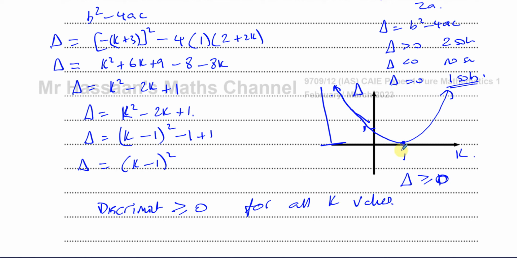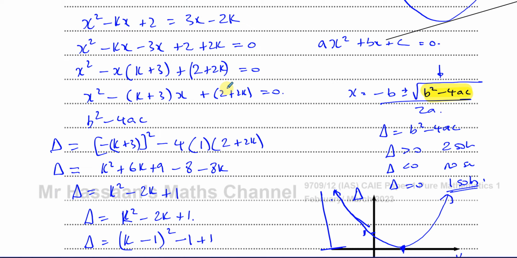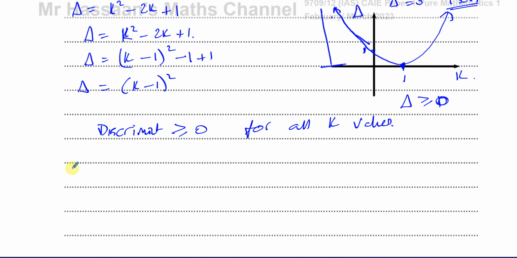No matter what value of k you put into the original equation, you will always get either two solutions, or in the case when k is equal to 1, you'll get a repeated root where it will be a tangent. So it's for all values. There's never any value of k for which the discriminant will be negative. So the discriminant is greater than or equal to 0 for all k values. Therefore we can say that the line and curve will meet for all values of k.